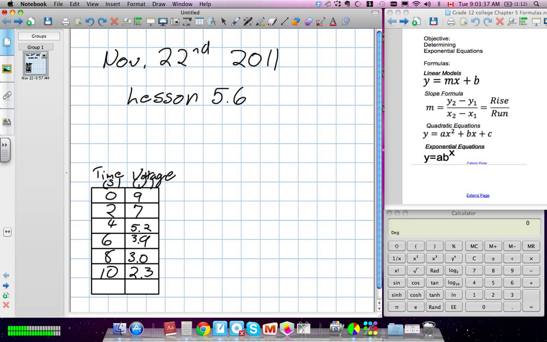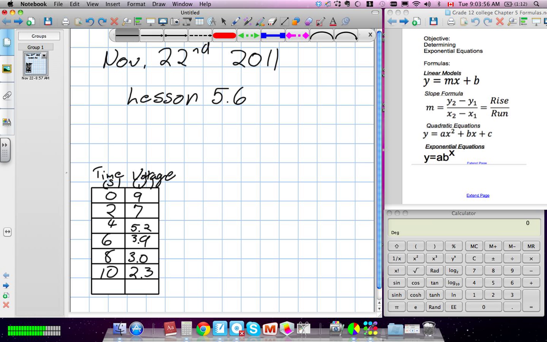Instead of graphing the data, though, because sometimes it can be very hard to tell the difference between a quadratic and an exponential, depending on the curve, we're going to use what we used the other day. We're going to use our first differences, second differences, and then our division to find out growth and decay.